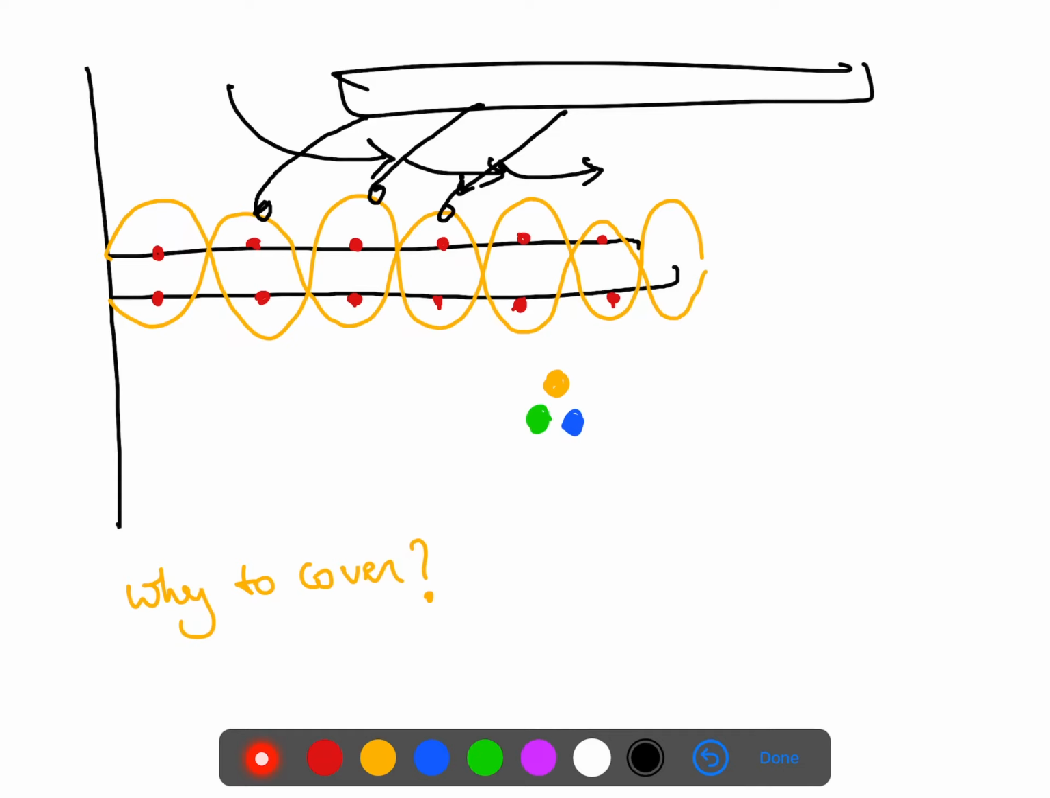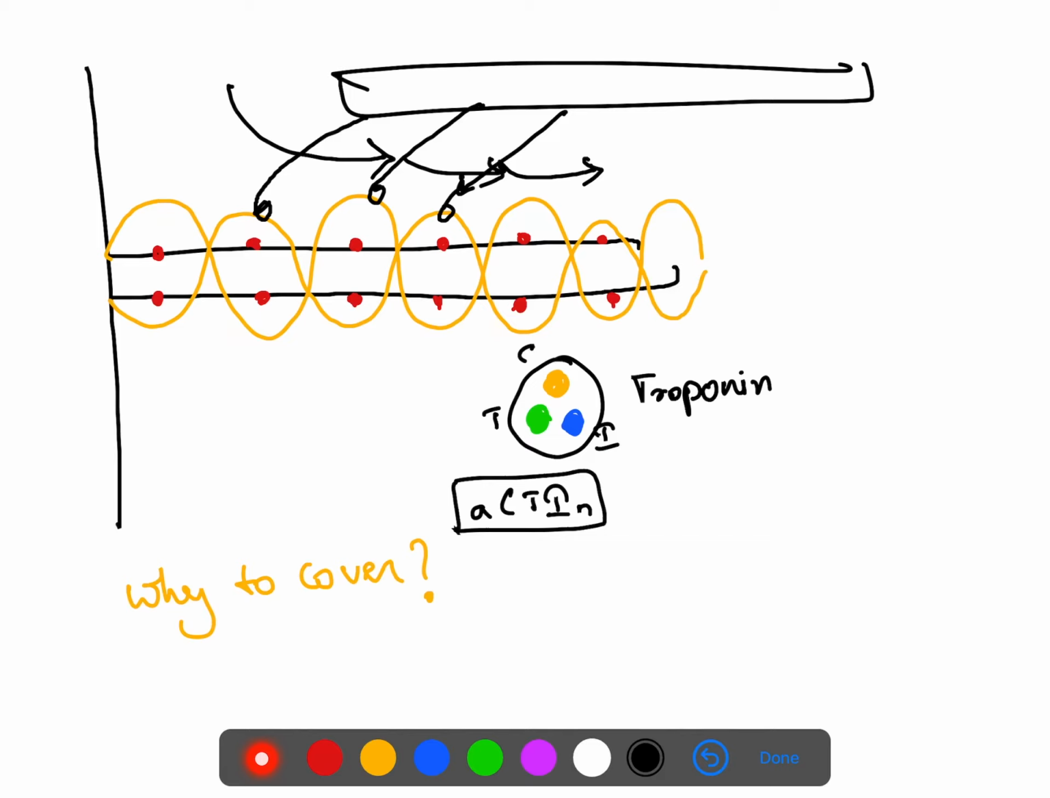These are the proteins of troponin. They are C, T, I. They are present on actin. So ACTI, this is very simple to remember. Within actin there are troponin proteins. They are C, T, I.